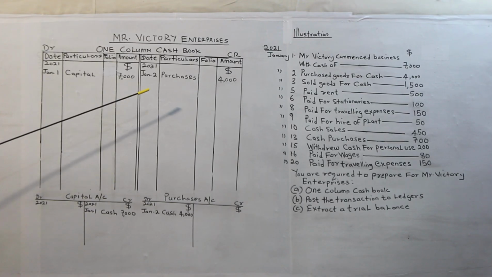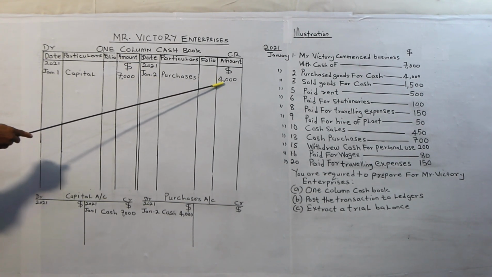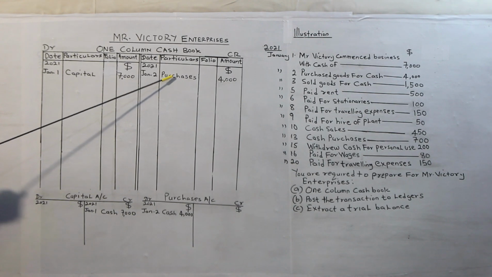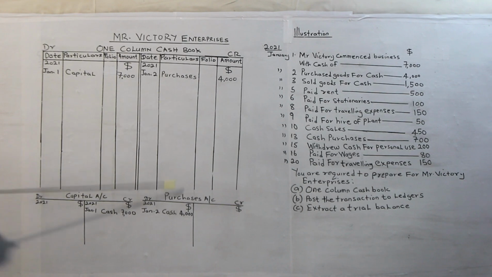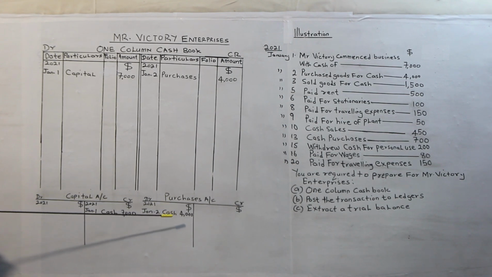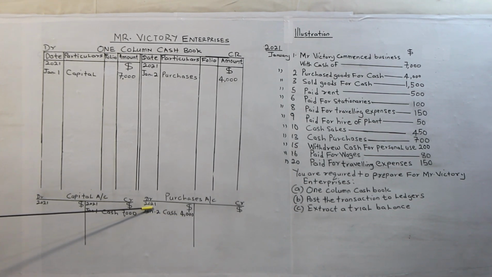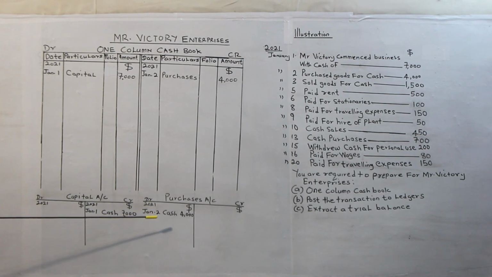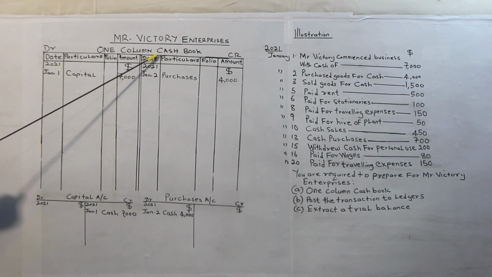So we credit the cash account for giving out $4,000 for purchases on January 2, 2021. And since purchases is the cost of the money going out, purchases becomes the receiver and is debited with the cash of $4,000 on January 2nd, 2021. So the effect of this transaction is that purchases account is debited while the cash account is what?